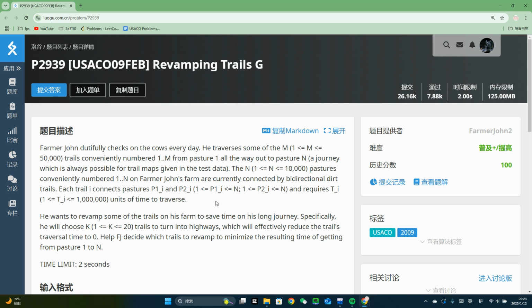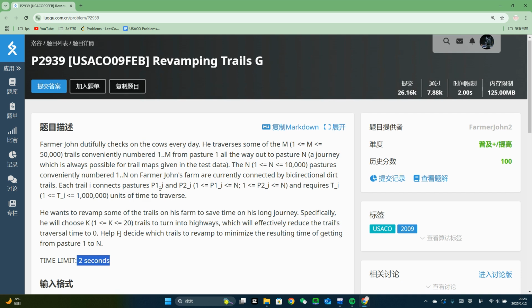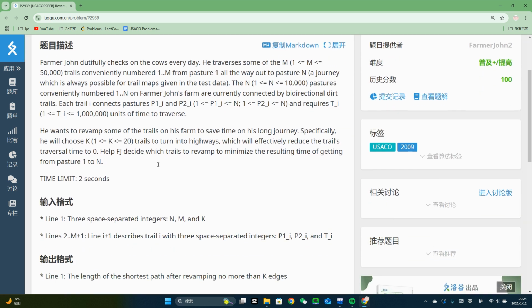So basically, I'm going to explain it here for you because I know this is not the usual format. You're given M roads and N pastures, and you're trying to upgrade K of these M roads so that the time it takes to traverse from node 1 to node N is minimized. K is at most 20, N is at most 10 to the fourth, and M is at most 5 times 10 to the fourth. And you have a time limit of 2 seconds. Now you can pause the video first and think about this yourself.